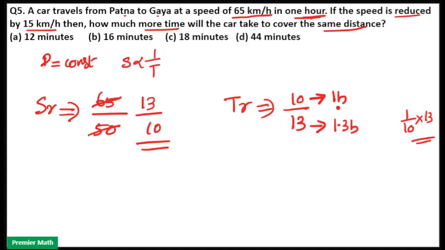1.3 hour, he will reach at 50 km per hour speed. So that means he takes 0.3 hour greater than the usual speed, that is 65 km per hour. So 0.3 hour is equal to 0.3 into 60, 18 minutes. So your answer is option C. So he will take 18 minutes more than the usual time of 1 hour.